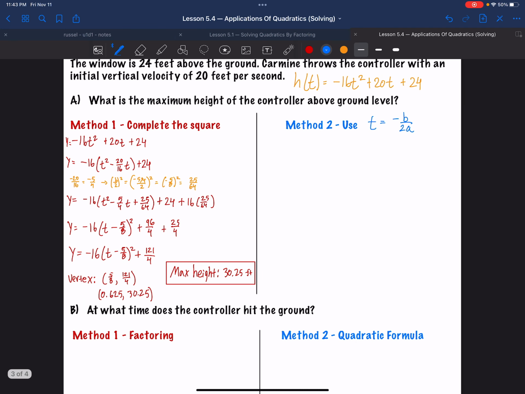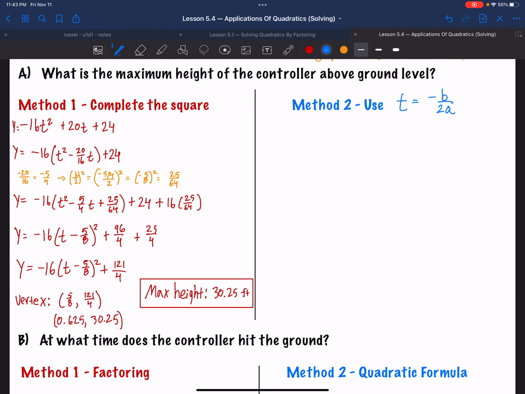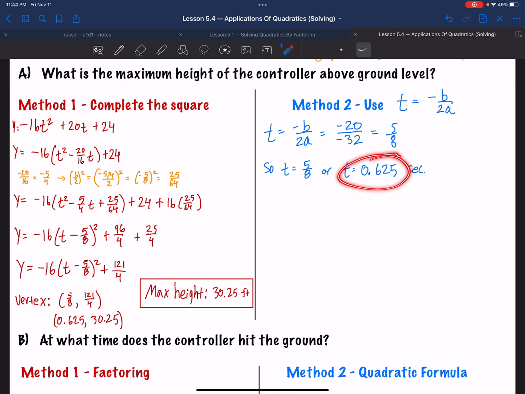Now, for method 2, we could do a lot of stuff with hand calculations, or we can use our calculator, and it'll be really quick. So t equals negative b over 2a, and b is 20, so it's negative 20 over 2a. A is negative 16, so this is negative 32, which simplifies to 5/8. Look at that, right? So t equals 5/8, or t equals 0.625 seconds, and that's the time it takes to get to the maximum height.